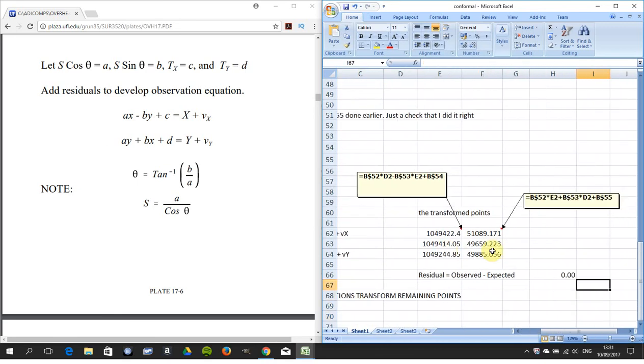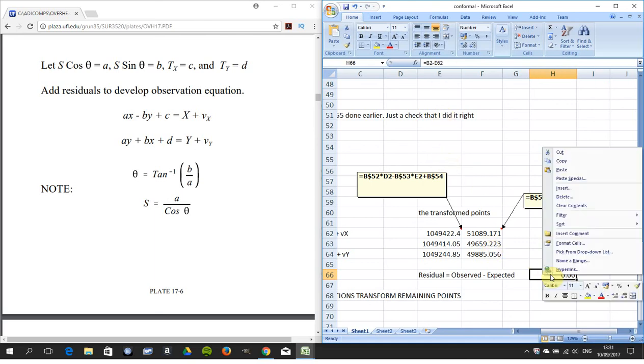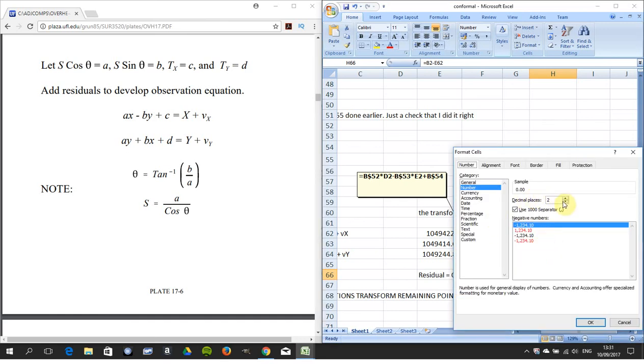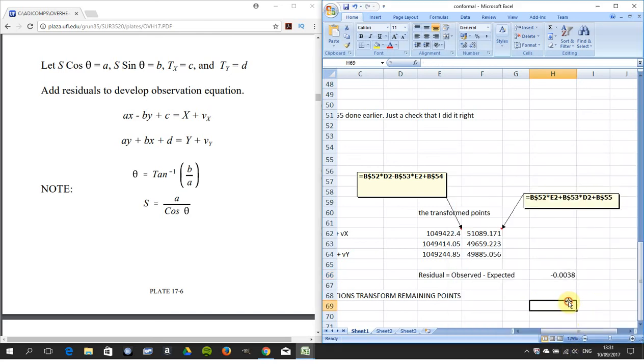Now it says it's zero. We might just get that to a couple more decimal places, and we might dial up, say, 4. And there we have it, there's our residual, and you do the same for the rest of the points. Okay, so I hope that helps a little, and thanks very much for listening.